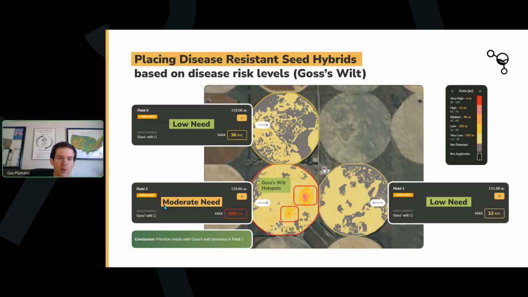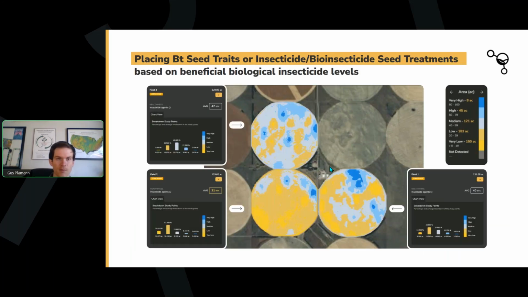So field 2 would be the one in this case to maybe prioritize seeds that have that Goss's wilt tolerance. Whereas field 1, field 3, it's good to be aware that it's present, but it's not necessarily a significant issue. So that would be a lower priority as far as seed placement.